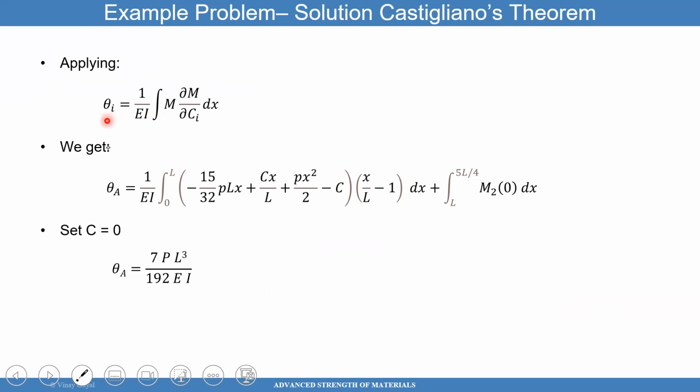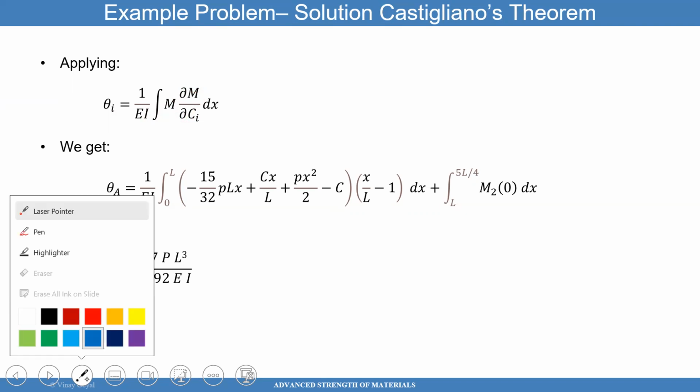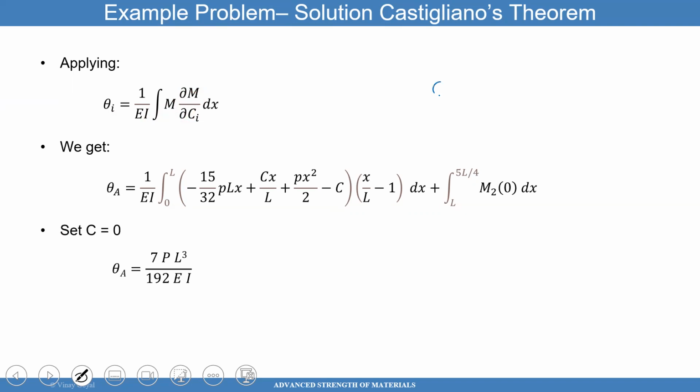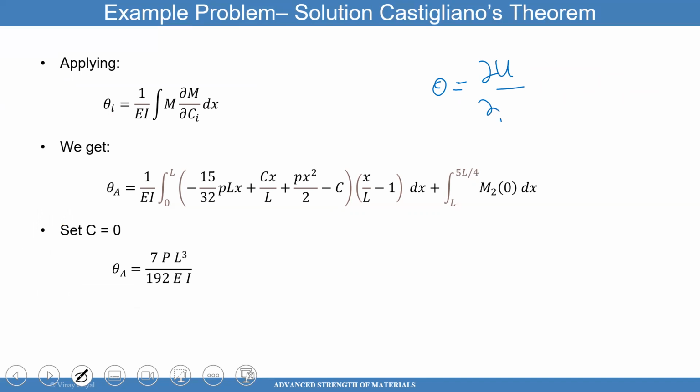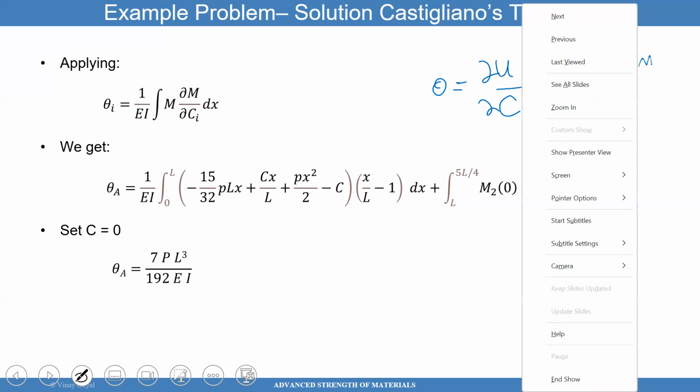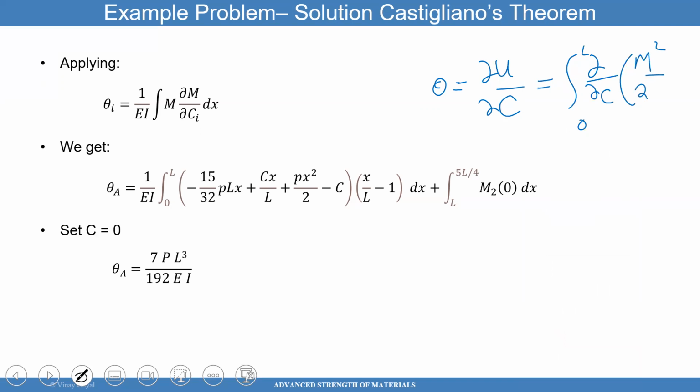So then, if I want to find the slope, guess what? I find the M times the derivative of M with respect to C1. If you're worried about how I did that, let me just derive it for you again. Theta equals the derivative of the energy U with respect to M. I'm sorry, with respect to C. And that's equal to the integral from 0 to L, derivative with respect to C of M squared divided by 2EI dx.